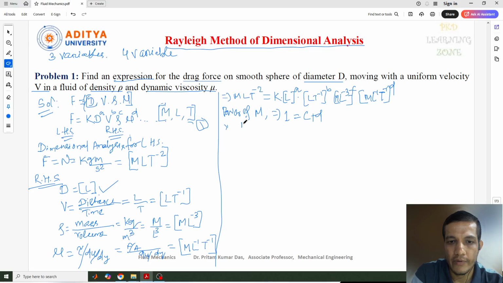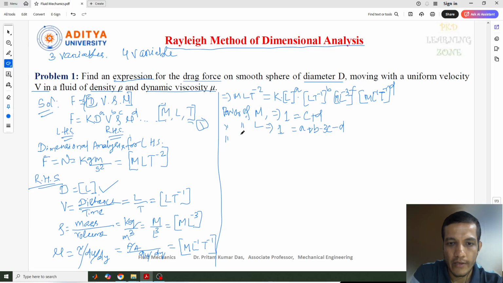Similarly, next we need to write the power of L. Let's see, on this left hand side 1 is there, and on the right hand side we have L to the power a. So we need to write a, and this is L to the power b. So 1 into b, 1b, and here L is minus 3, here c. So we need to write minus 3 into c. And finally here minus 1 into d, so this is minus d. So this is the expression for the power of L on both sides.